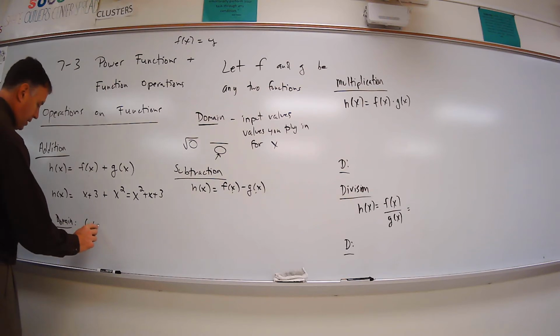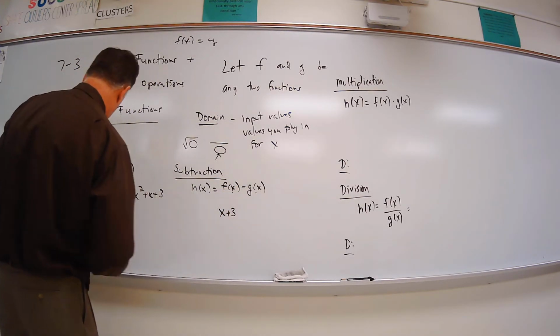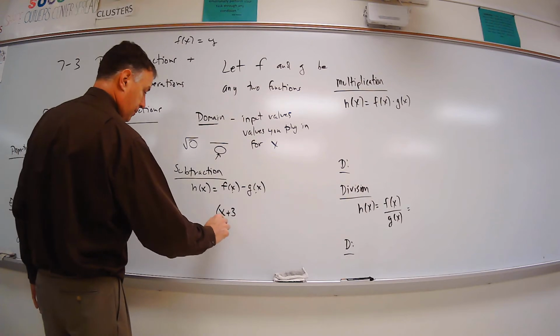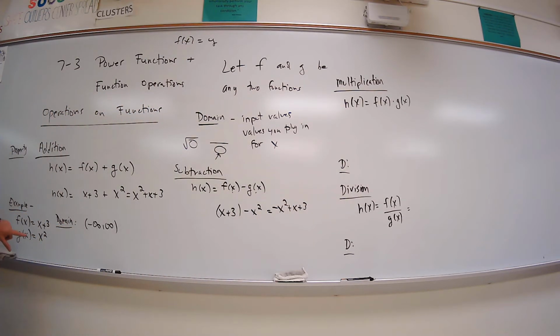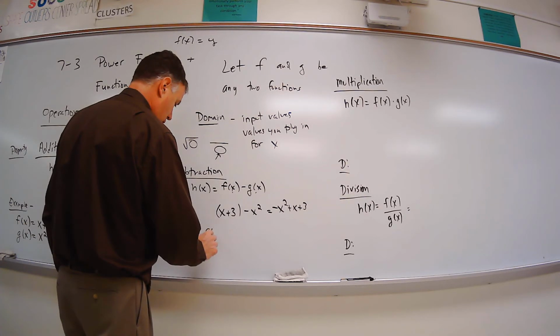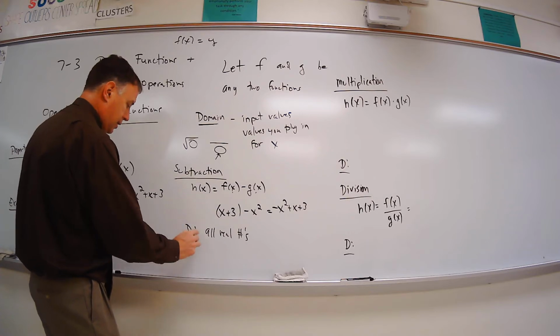Let's look at the subtraction one. F of X minus G of X. So that's going to be X plus 3 minus X squared. So it looks like I have negative X squared plus X plus 3. Again, my domain for X is all real numbers, for F is all real numbers, for G is all real numbers. I don't have any fractions here, so we're talking all real numbers for my domain.